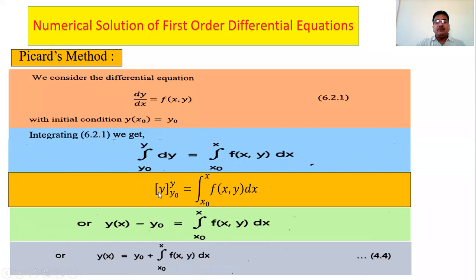Then the value at the upper limit minus the value at the lower limit, that is the value of y at y is y, and the value of y at y naught is y naught. Here y is a function of x, so y(x), or write only y. So this is y minus y naught, and the RHS as it is, x naught to x f(x, y) dx. Then shift this y naught to the RHS, and it becomes plus. So y(x) is y naught plus the integral from x naught to x of f(x, y) dx. Suppose this is equation 4.4.